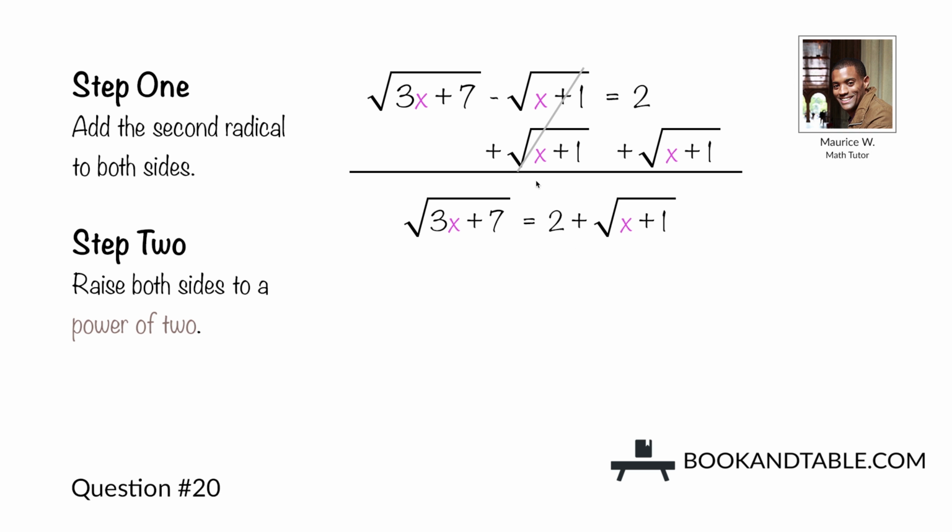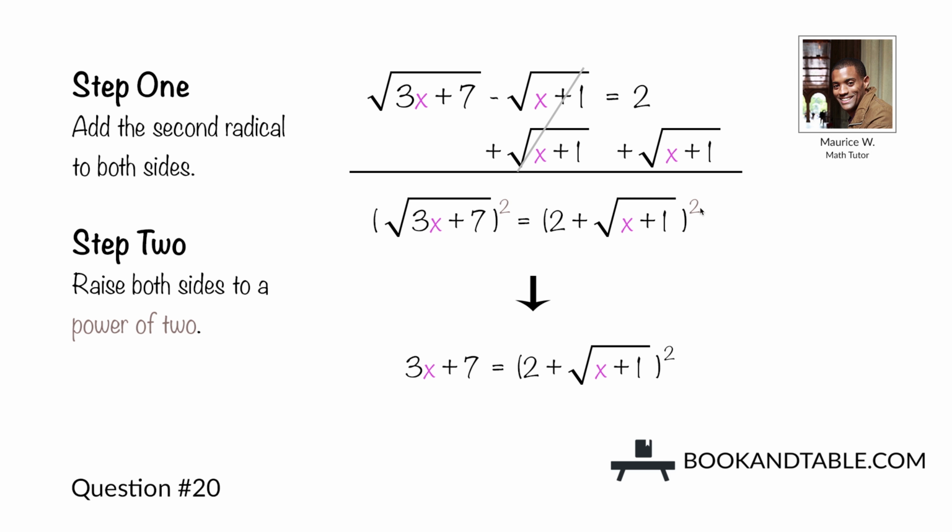Step 1, add the second radical to both sides, giving you the square root of 3x plus 7 is equal to 2 plus the square root of x plus 1. Step 2, raise both sides to a power of 2, giving you 3x plus 7 on the left side is equal to 2 plus the square root of x plus 1, squared, on the right side. And now step 3, use the FOIL method to expand this expression on the right.